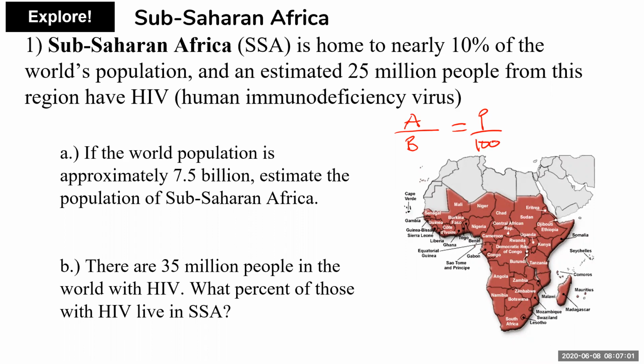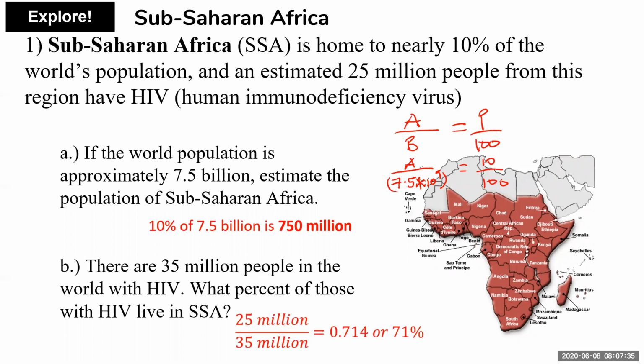Okay. So we want the population of sub-Saharan Africa. So we want A basically. And the world population is 7.5, and this is billion. Don't forget, a billion is 10 to the 9. And this is 10% of the world's population. And that should give us 750 million.